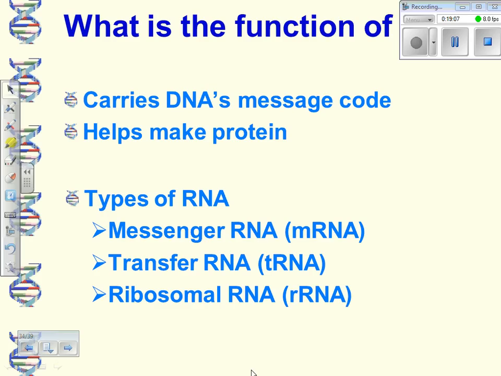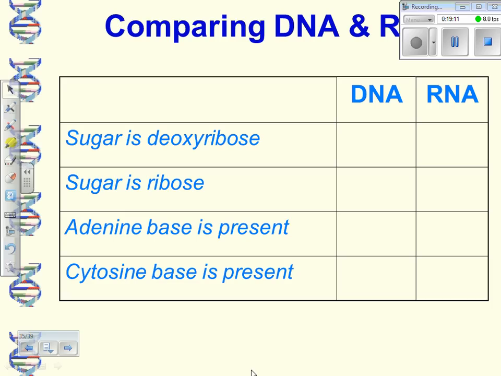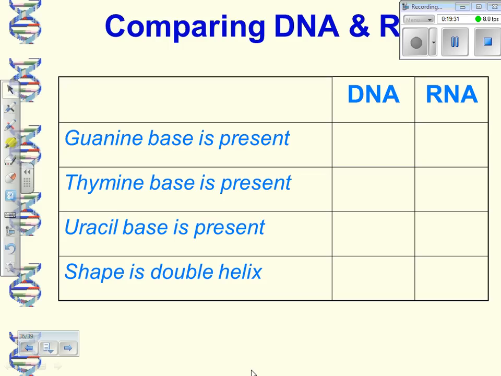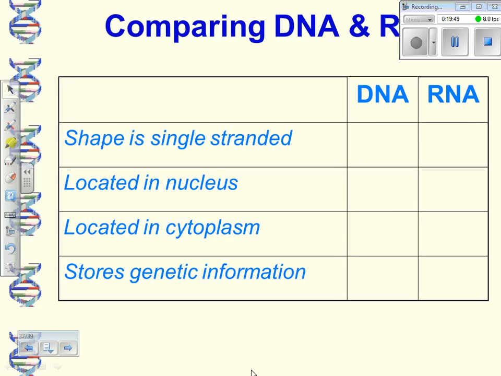Okay, so let's go over comparing DNA and RNA. The sugar is deoxyribose, so you're going to check DNA. The sugar is ribose. You're going to check RNA. Adenine base is present. Well, that's in both of them. Cytosine is present. That's in both of them. Guanine is present. That's in both. What about thymine? Well, that's only present in DNA. Instead of thymine, RNA has uracil. It's a double helix. That's only DNA. It's single-stranded. In other words, it only has one side. That is RNA. It's in the nucleus. That's both. And the cytoplasm.